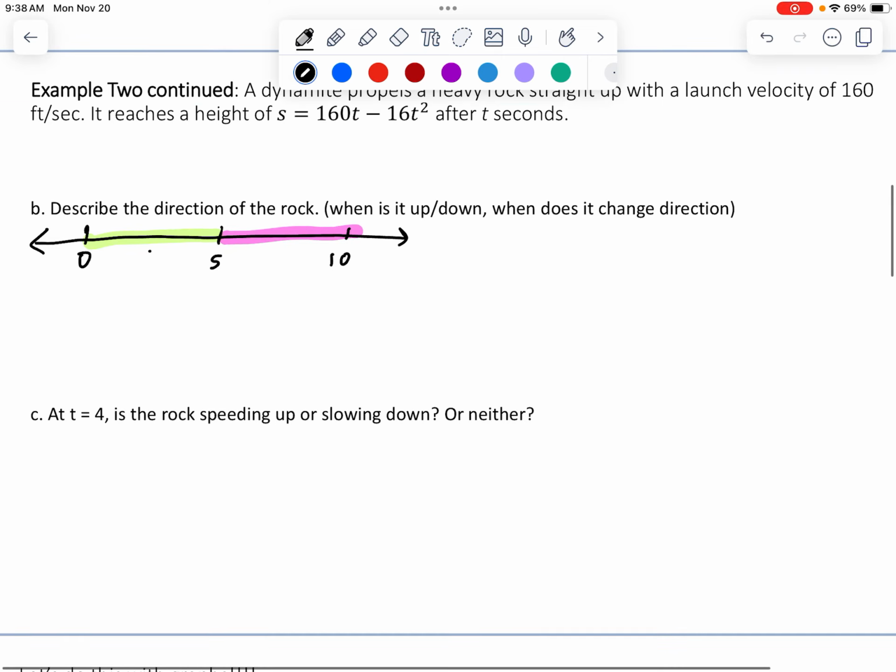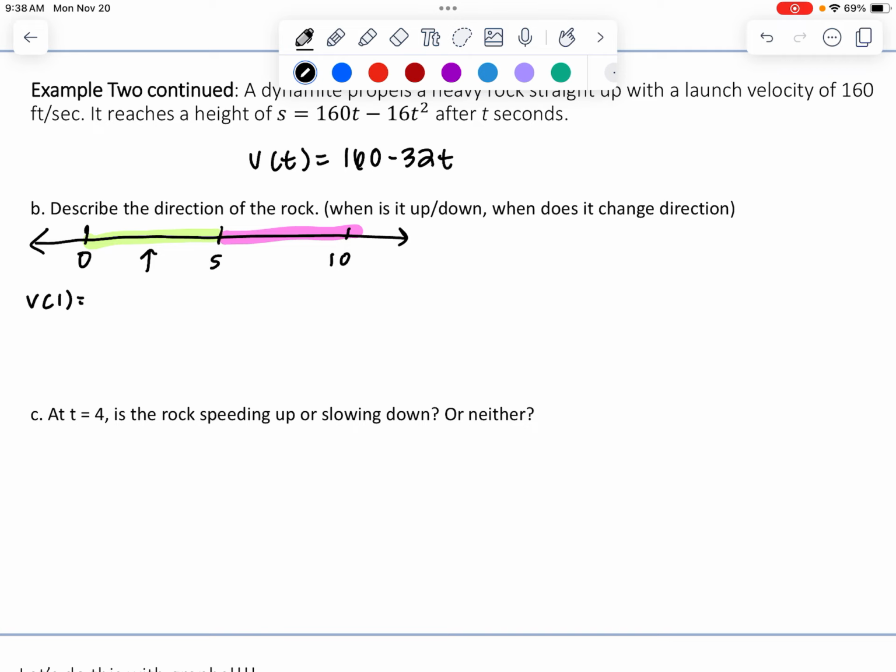And so all I have to do is pick some value between 0 and 5, and I'm going to use 1 because that's easy, and I'm going to plug it into our velocity equation, which we figured out in example 1a, that is 160 minus 32t. Basically I'm concerned here, if the velocity comes out positive, that means the rock is moving up. If the velocity comes out negative, that means the rock is moving down. So if I plug in 1 here, I'm going to get 160 minus 32. And here's the thing. I don't actually care what that number is, because I'm not asked to find the velocity at 1. I'm just concerned about whether it's positive or negative. And I know that that's going to be positive. 160 minus 32 is positive.